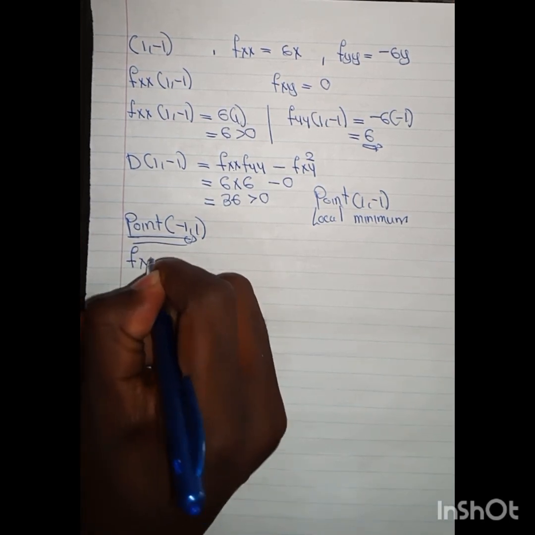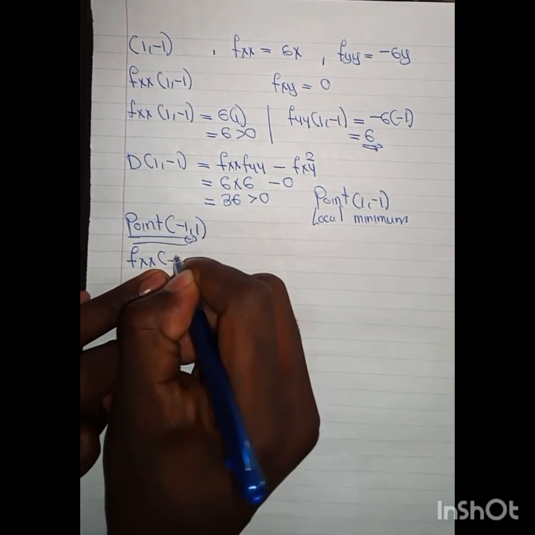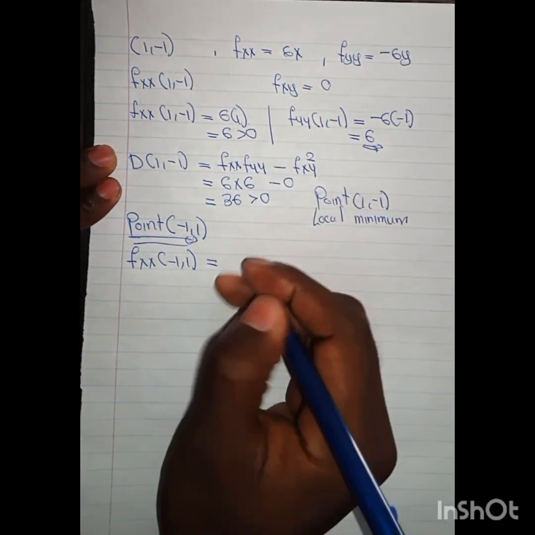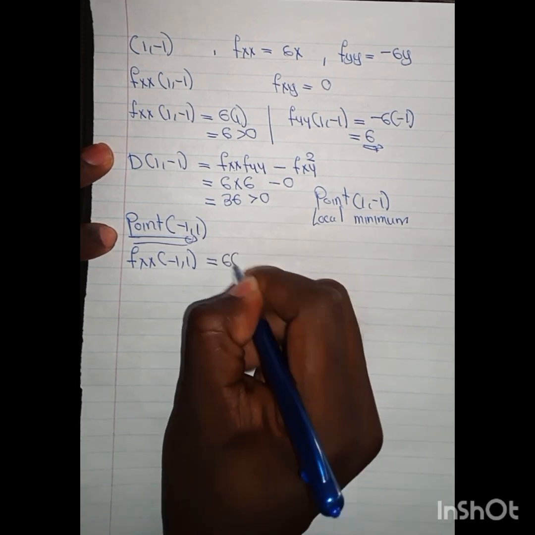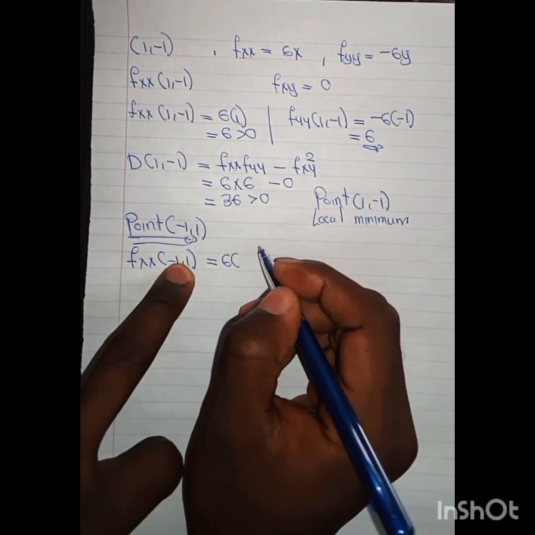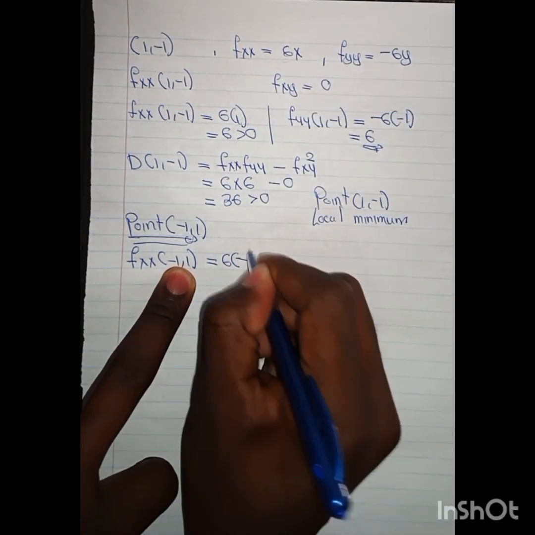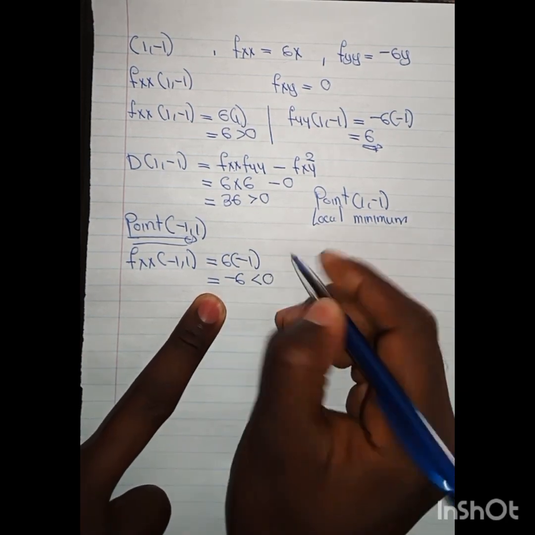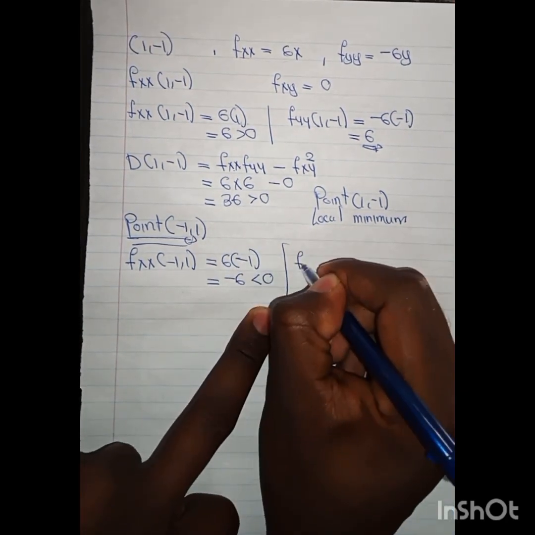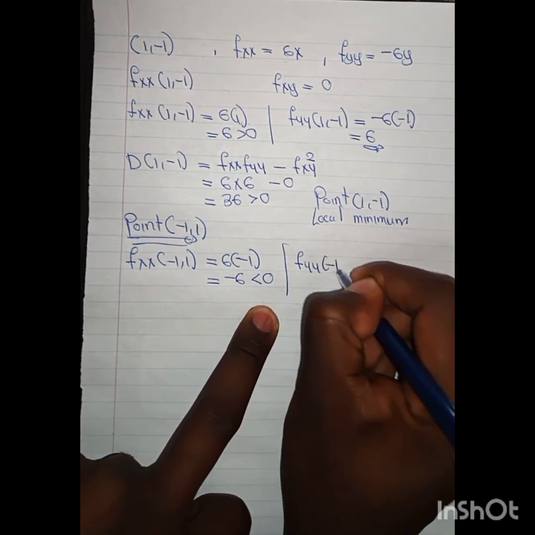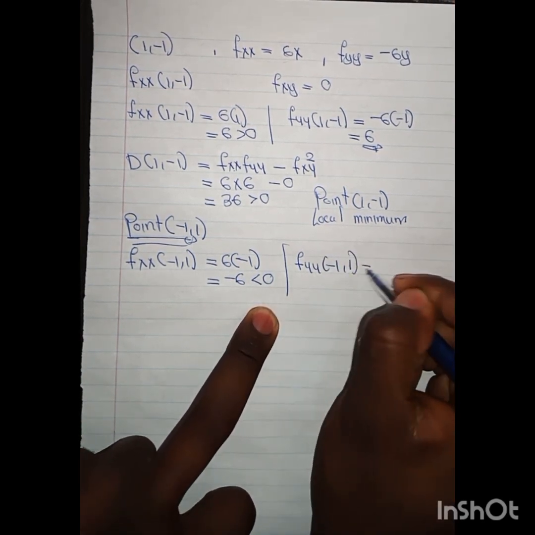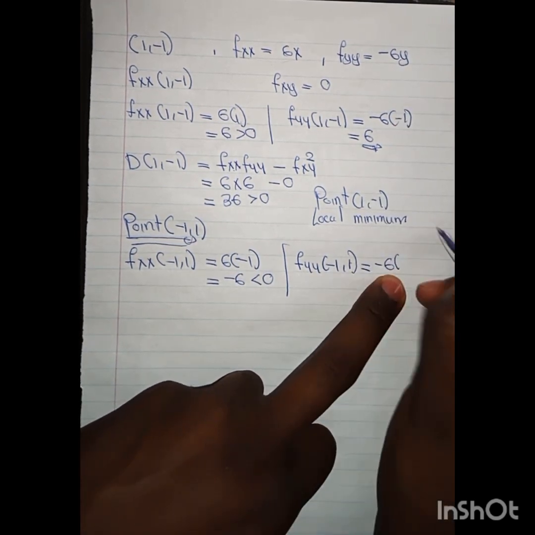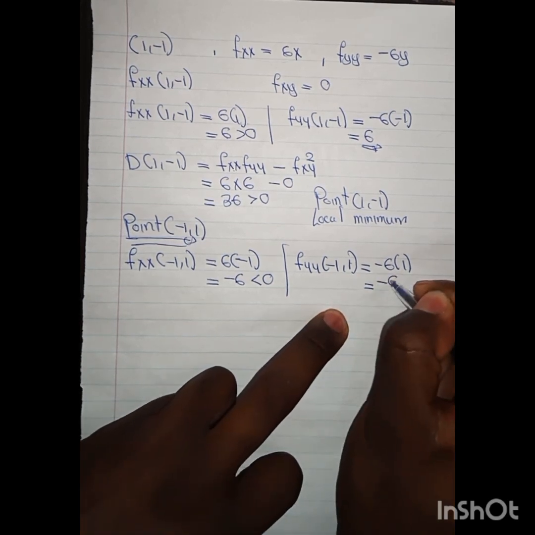Then fxx, we're going to substitute minus 1 and 1. This is our equation, 6x. We substitute the value of minus 1 where there is x, so we'll have 6 times minus 1, which is nothing but minus 6, and minus 6 is less than 0. And then secondly, let us have f of yy at a point minus 1 and 1. This is our equation, minus 6y, and y is positive 1, so this is negative 6.